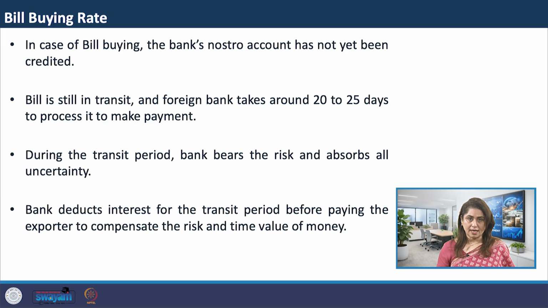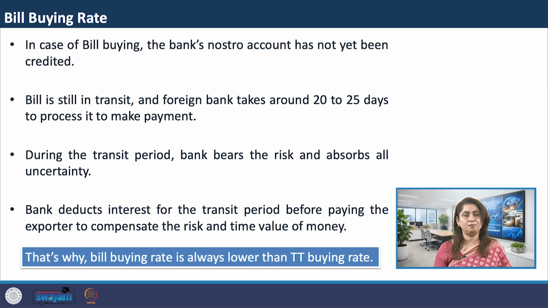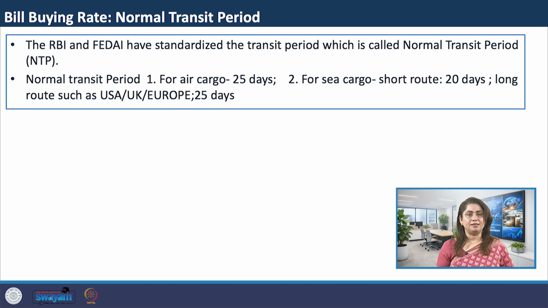Because of the risk and the time value of money, the bank deducts interest for the transit period before paying the exporter. This is why the bill buying rate is always lower than the TT buying rate. The RBI and FEDAI have standardized the transit period, called the normal transit period or NTP. These are standard values that you must remember. For air cargo, the NTP is 25 days. For sea cargo through a short route, it is 20 days.